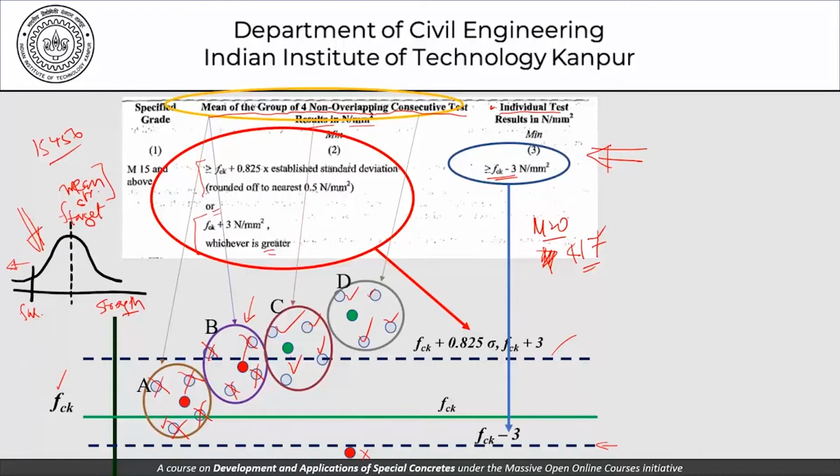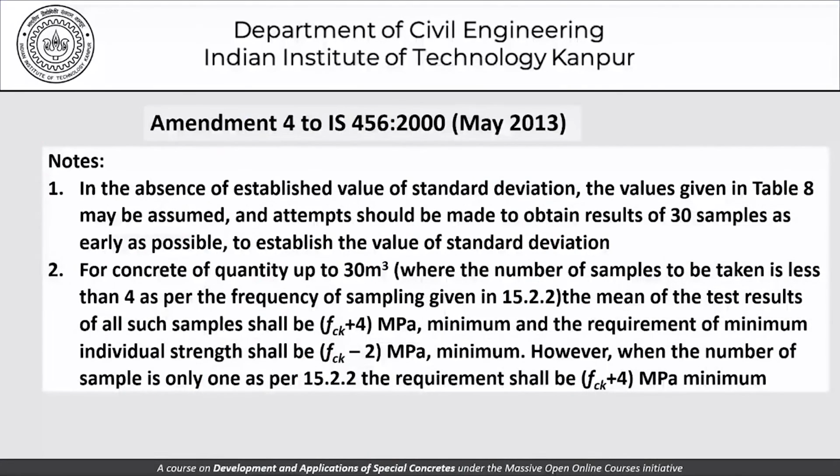Interestingly, there have also been some amendments. Now, Amendment 4 in the IS 456, which was brought out in May 2013, said that in the absence of established values of standard deviation, the values given in Table 8 may be assumed, and attempts should be made to obtain results of 30 samples as early as possible to establish the value of the standard deviation.